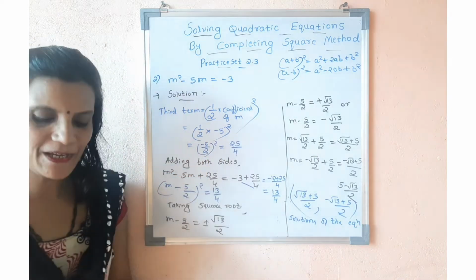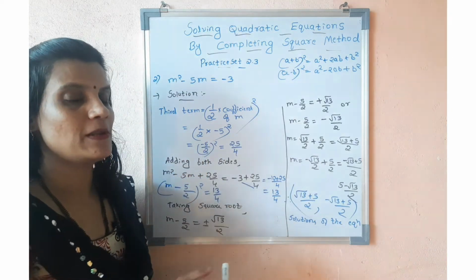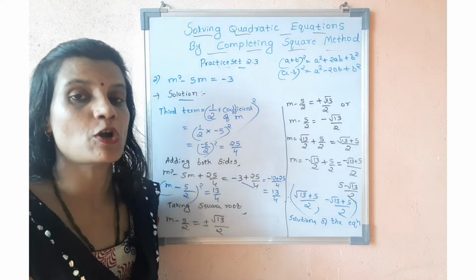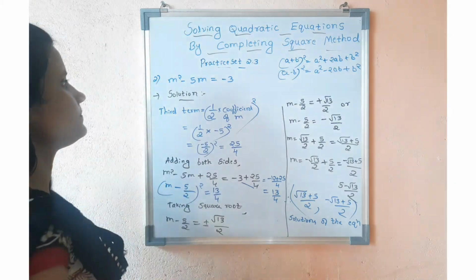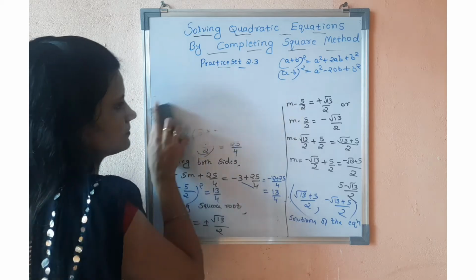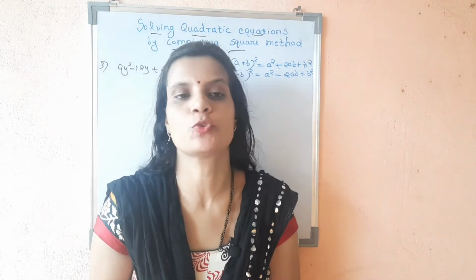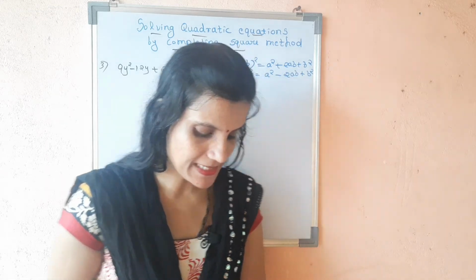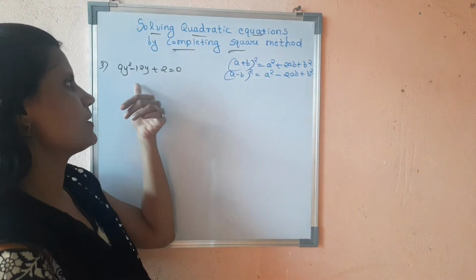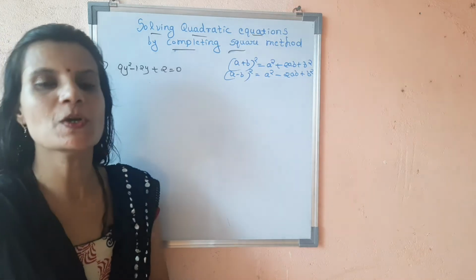Simple. Okay. Hope now these sums will be very clear to you, as we already solved 2 sums. The next sum which I am going to solve from your textbook is the fourth one. I felt this sum is a little bit different. It is 9y square minus 12y plus 2 is equal to 0.